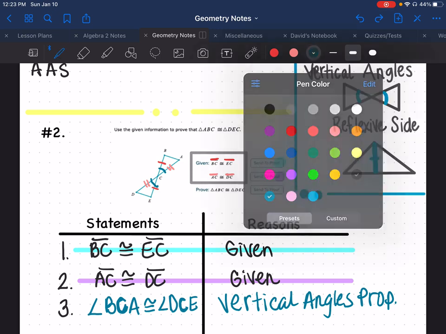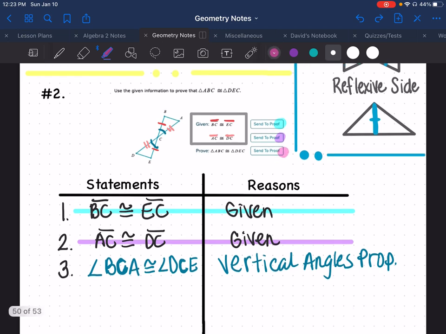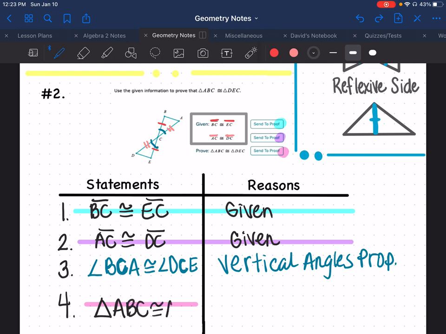Okay, now I'm going to go back to my send to proof button, and there's one last send to proof button, and I'm going to press that. But this time it's only going to fill out this side for me. It's not going to fill out both sides for me. That's because I have to figure out which one of the shortcuts makes these two triangles congruent. Why are they congruent? And remember, we're going back to those five that we talked about: side, side, side; side, angle, side; HL; angle, side, angle; and angle, angle, side.